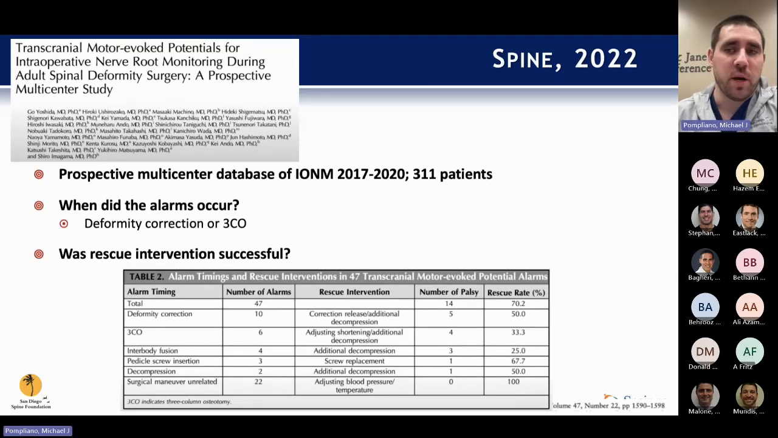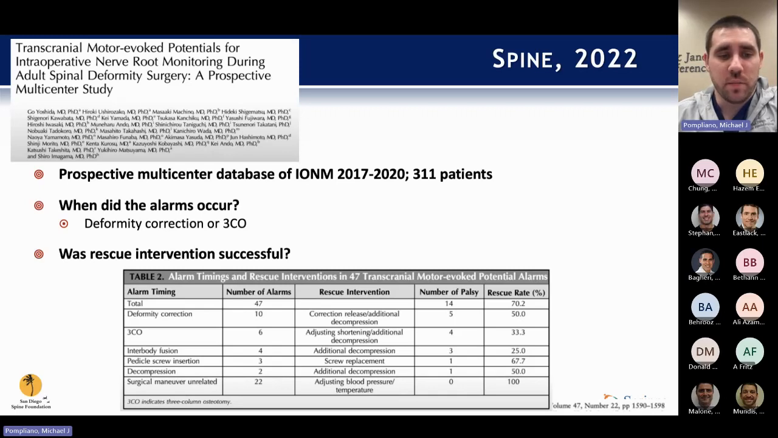This is a study from Spine in 2022, a prospective multi-center database study looking at 311 patients. Essentially, they wanted to identify when the alarms occurred, and then also look at whether or not the intervention to respond to that was successful or not. So, primarily adult spinal deformity patients, the alarms were most significant during the deformity correction or the 3-column osteotomies.